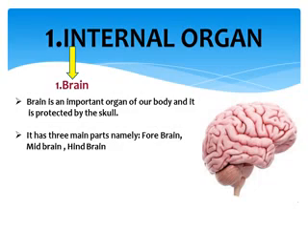Then the brain has three parts. One is forebrain, midbrain and hindbrain. So here is the forebrain, here is the midbrain, and here is the hindbrain. The forebrain is the largest part of the brain. Then comes the midbrain and then comes the hindbrain.